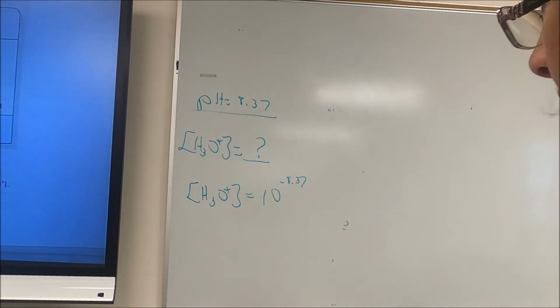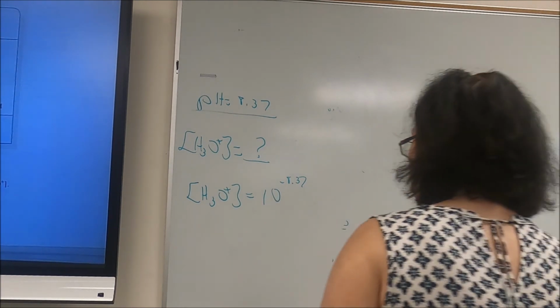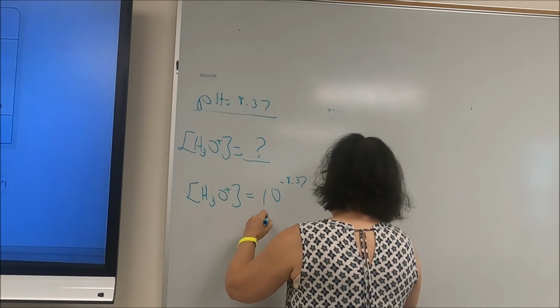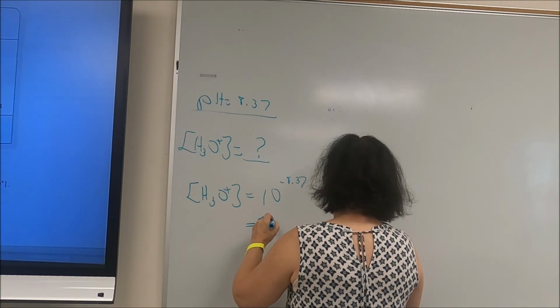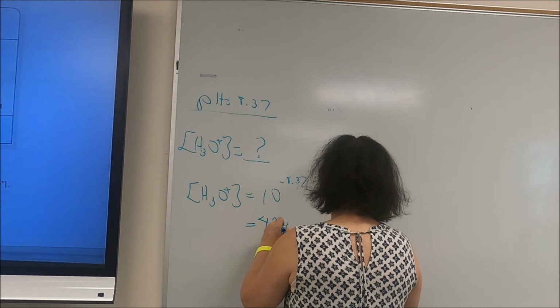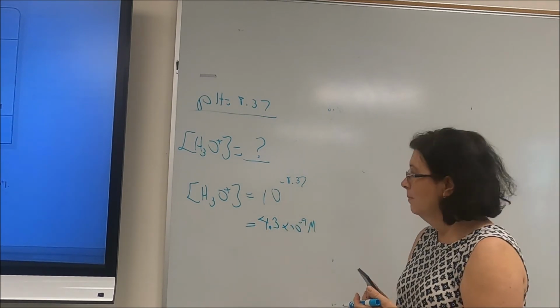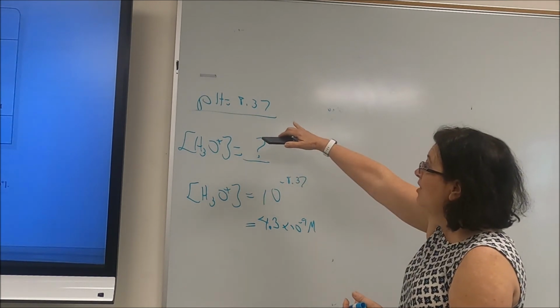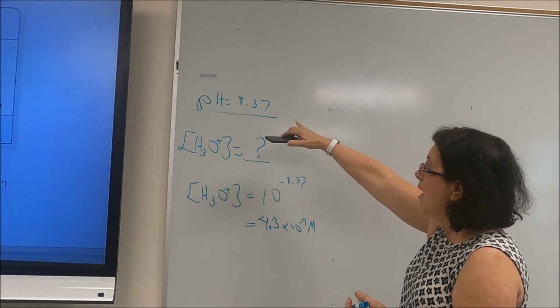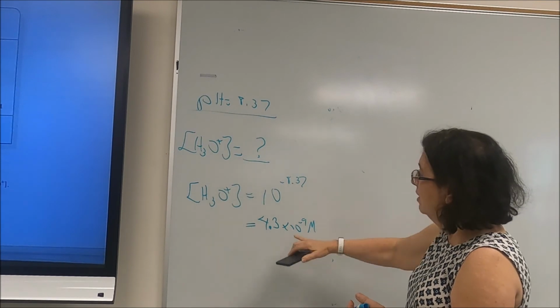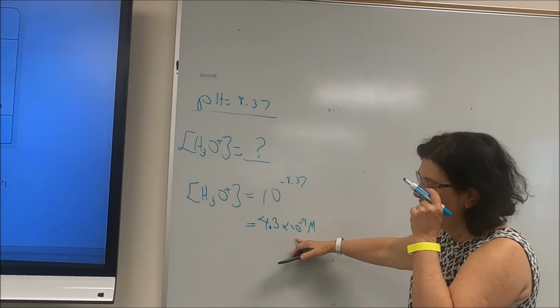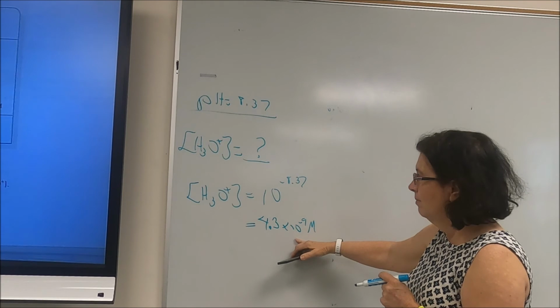I'm going to take 8.37, make it negative, and you should have a raise 10 to that power button on your calculator. So I get 4.3 times 10 to the minus 9 molar. Okay. Notice the pH is above 7. The hydronium ion concentration is less than 1 times 10 to the minus 7.